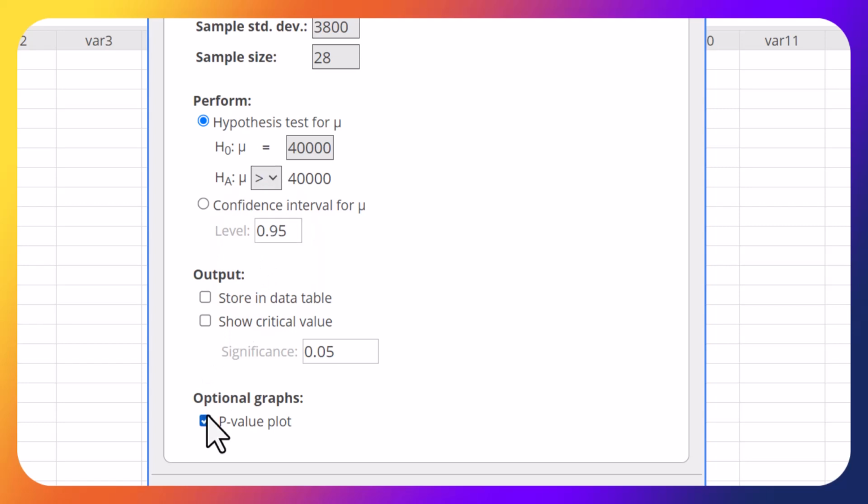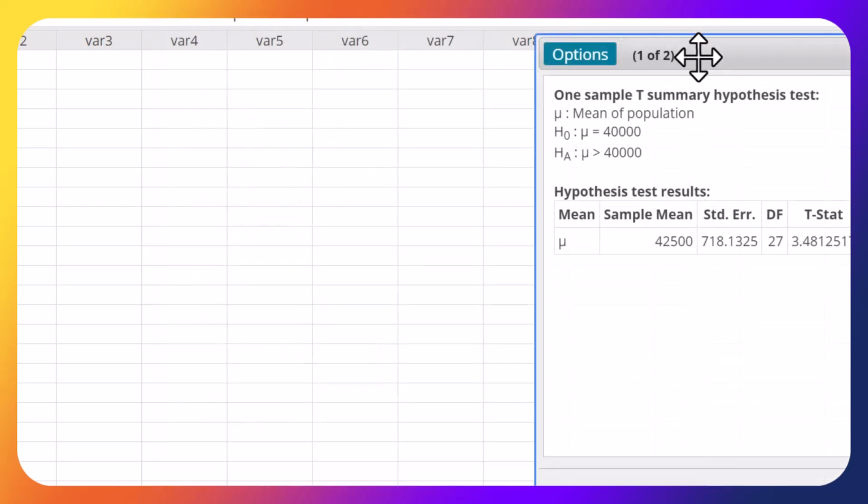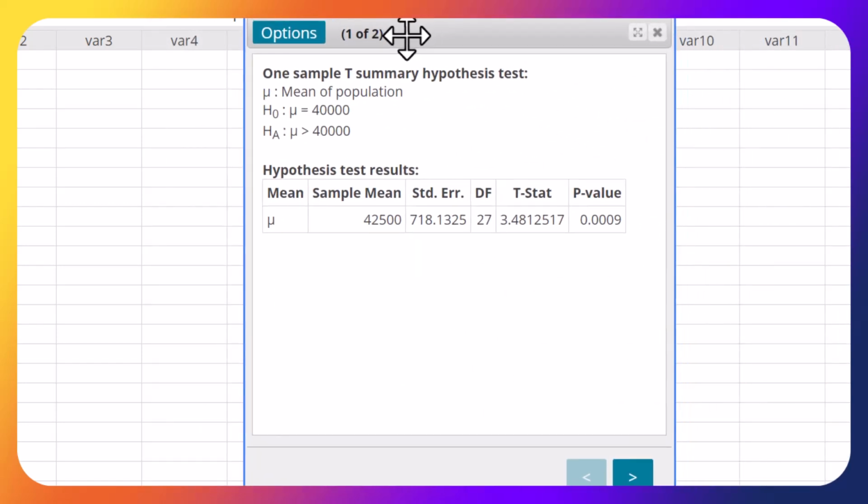I'm going to give you a p-value plot. You're not going to see much in there. And let's do it. I'll show you what we got. And look, guys, exactly what I got on the calculator, 3.481. Look at the p-value, same thing. The nice thing about StatCrunch, it will give you the p-value to 4 decimal places.